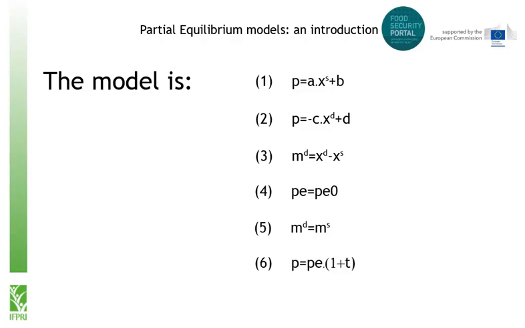The sixth equation is P is equal to PE multiplied by 1 plus T, so it is the relation between local price and world price, and the gap between these two prices consists in the ad valorem duty imposed by the government of Senegal. Of course, A, B, C, and D are positive constants.